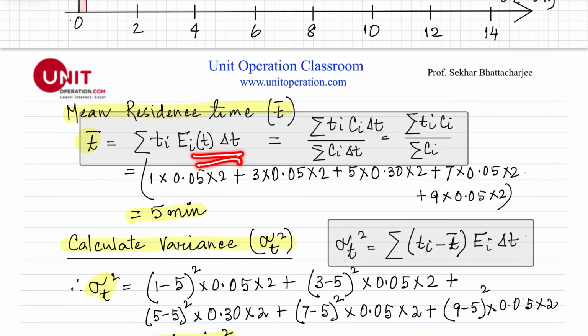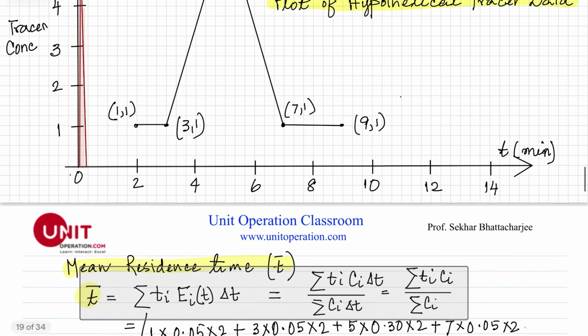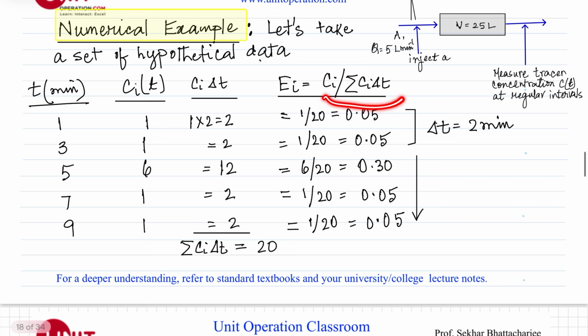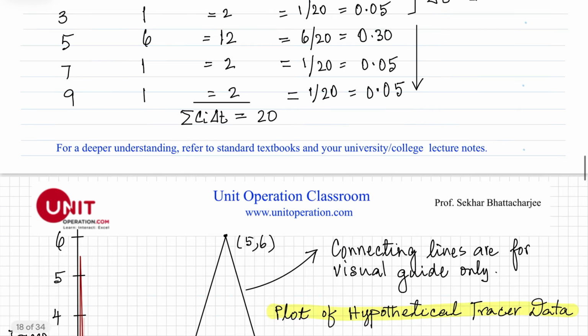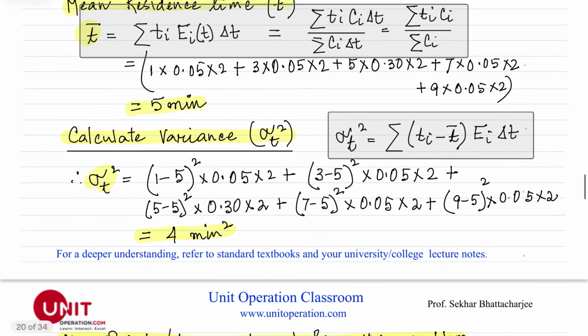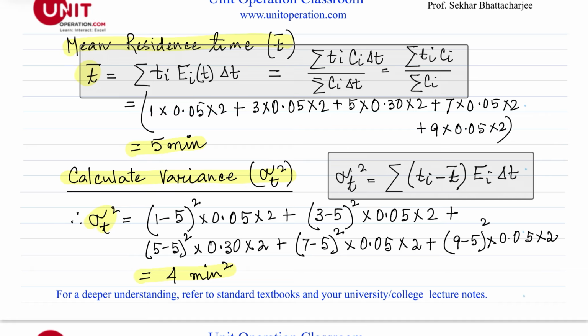EiΔT, and we know Ei is equal to Ci at that particular point divided by the total summation of CiΔT. So we put them right here. This is equal to Ti, and this is equal to CiΔT divided by, of course, the summation of CiΔT. And of course, these two ΔT cancel out. So this is Ti Ci, summation of Ti with Ci. So how do we do that?